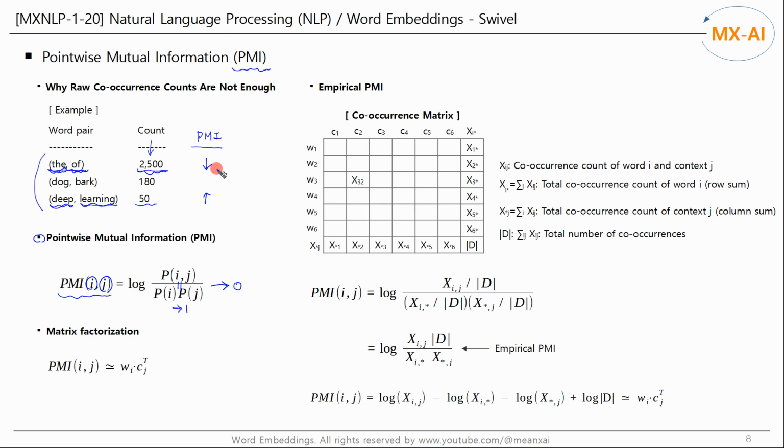This is the key advantage of PMI. A co-occurrence matrix stores how often words appear together. A PMI matrix, on the other hand, captures how strongly words are associated with one another after accounting for word frequency. For this reason, Word2Vec, GloVe, and Swivel are all closely related to PMI, even though they approach the problem in different ways. Swivel also learns its embeddings so that the dot product between the target embedding Wi and the context embedding Cj approximates the corresponding PMI value.